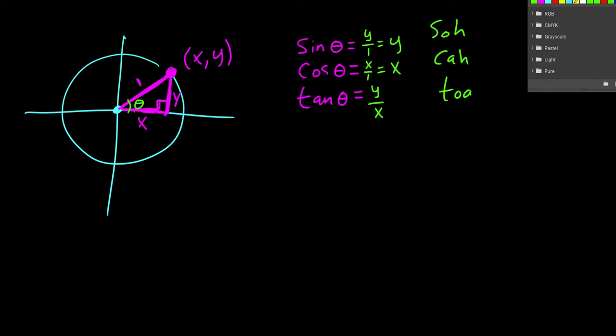Now you're going to want to just memorize that. So I'm going to get rid of these things in the middle. So sine is y, cosine is x, tangent is y over x. That's going to help us a lot with any trig stuff that we run into, okay, with the unit circle.